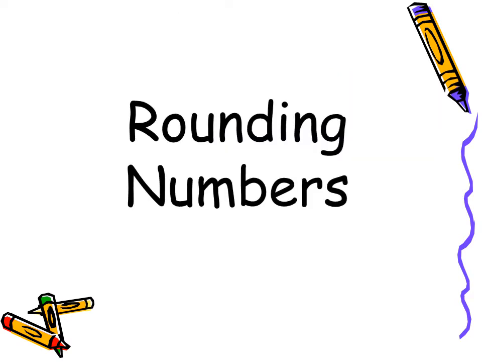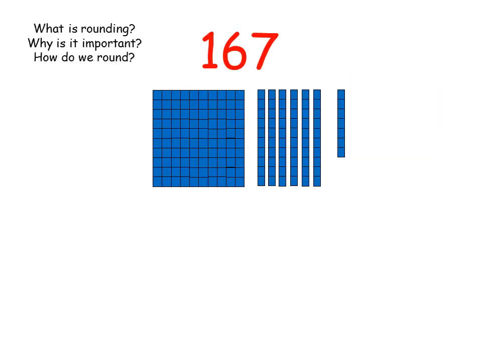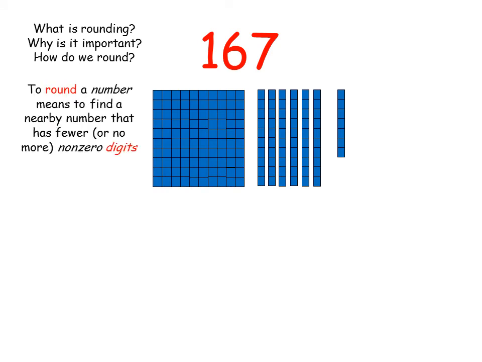Okay, so let's take a look at rounding numbers. With 167, the important part about rounding is that to round, you have to have fewer non-zero digits than what you've begun with.